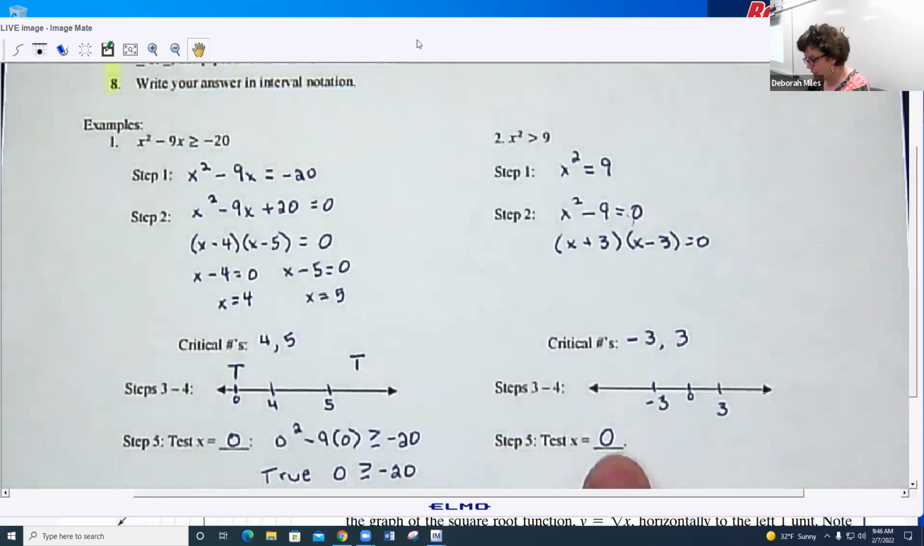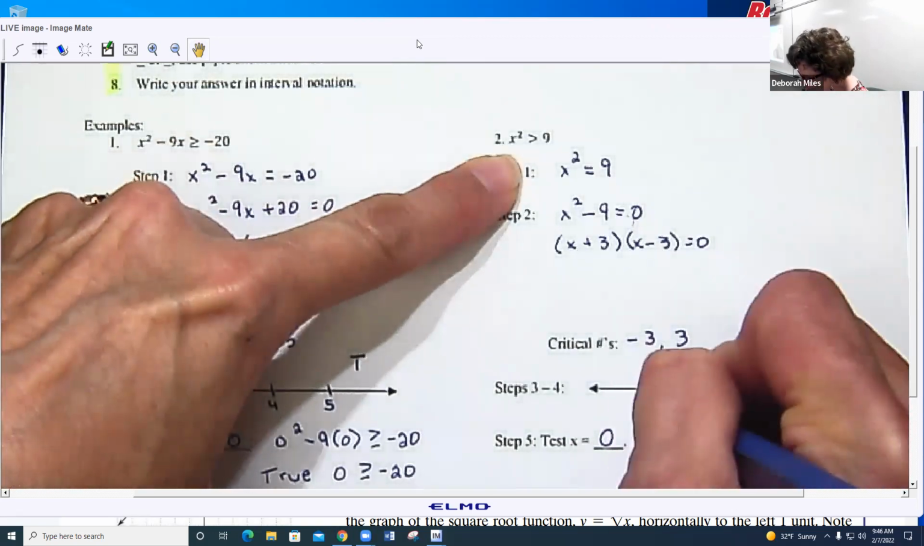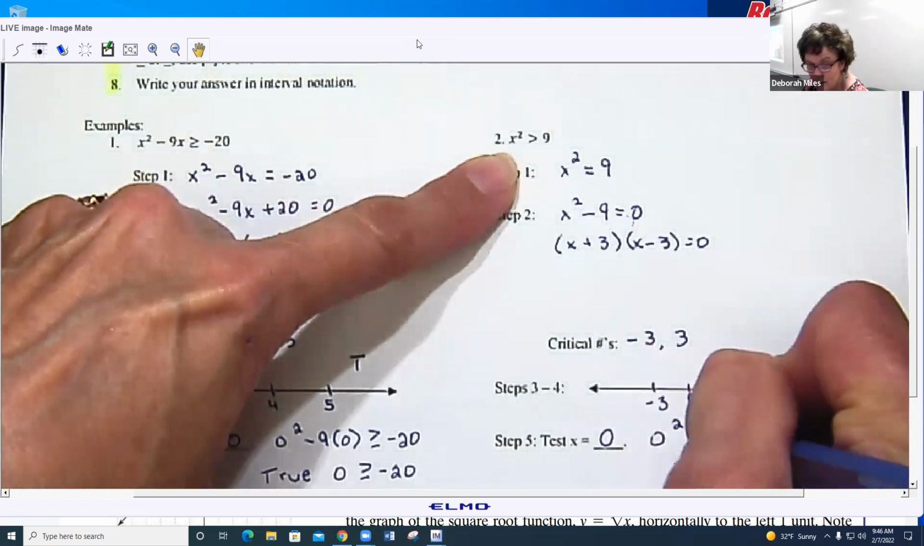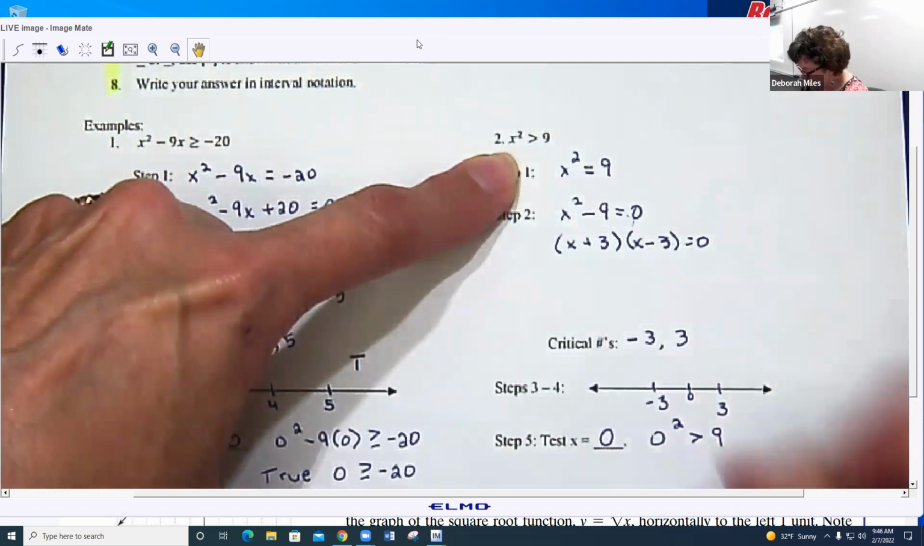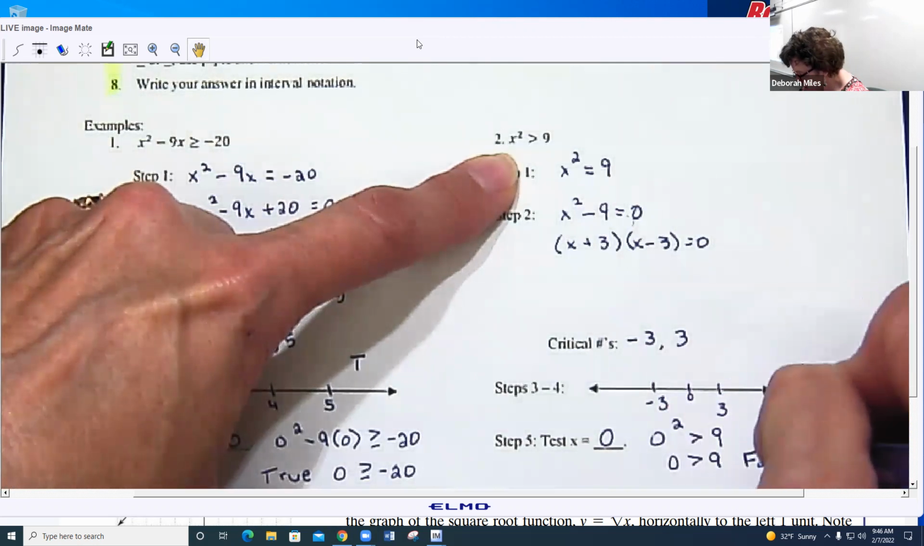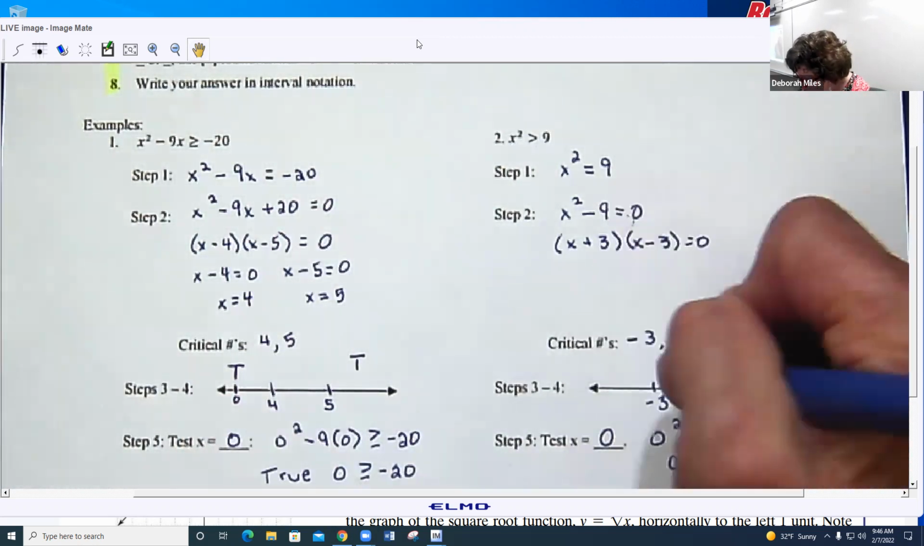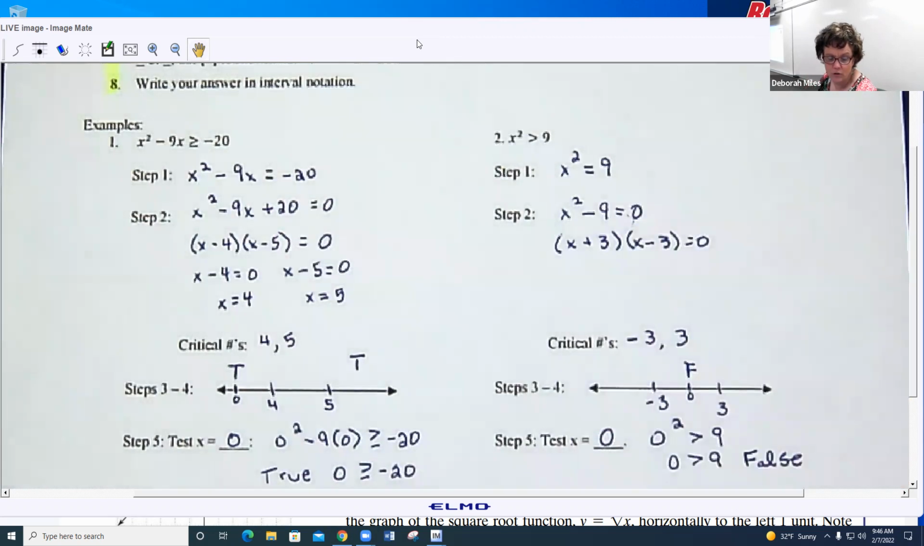Testing x equals 0 into the original inequality. 0 squared is greater than 9. That simplifies to 0 is greater than 9. And that's false. So instead of putting a T for true over my test point, I'm going to put an F for false over my test point.